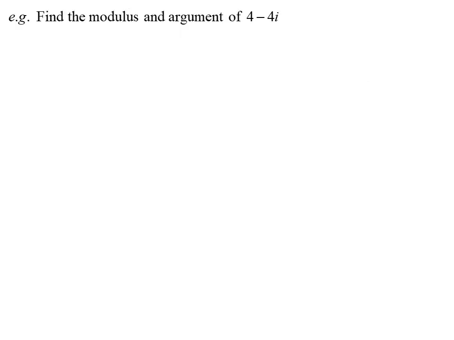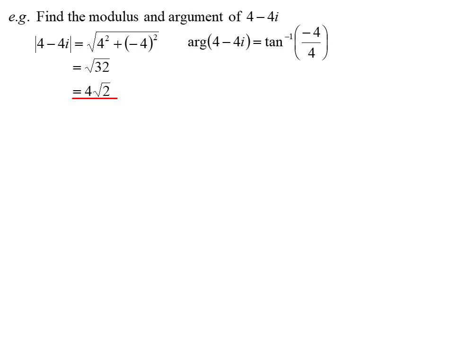Let's have a look at this then. So 4 minus 4i, what is its modulus and argument? Modulus, square root, sum of the two squares, and we end up with 4 root 2. The argument. Now I haven't written it, you'll notice, as -1. I've written it as -4 on 4. That's to highlight to me that the imaginary part is negative and the real part is positive. Now I write it as -1.